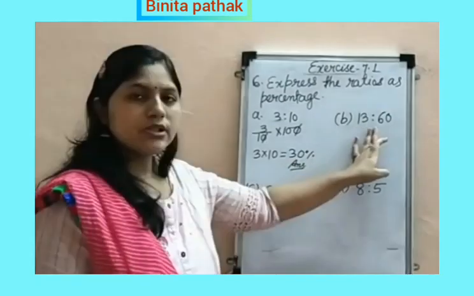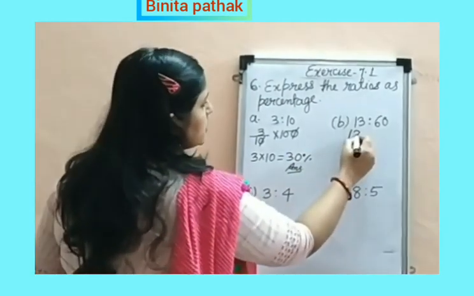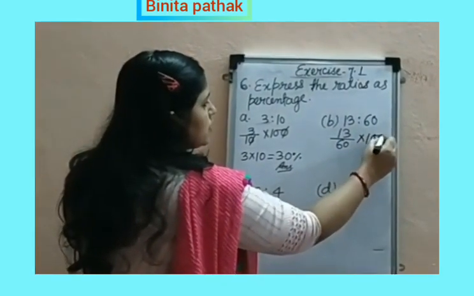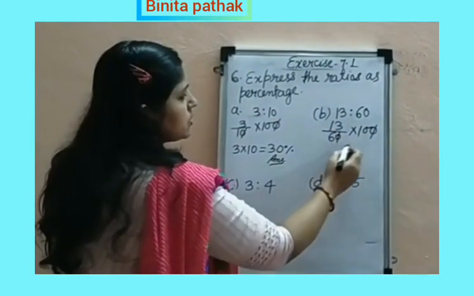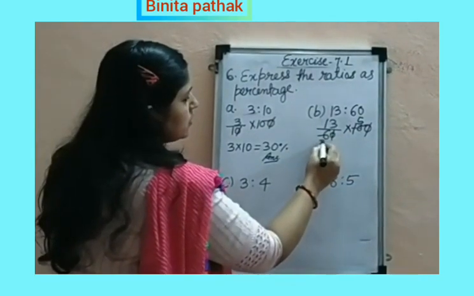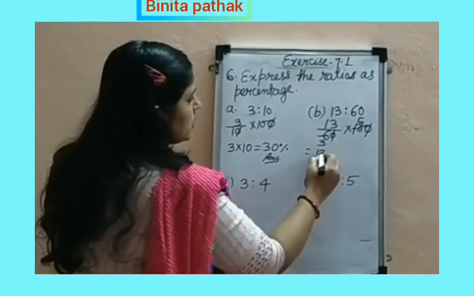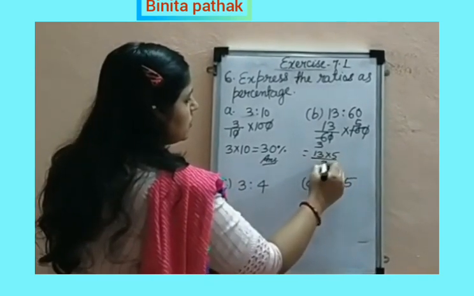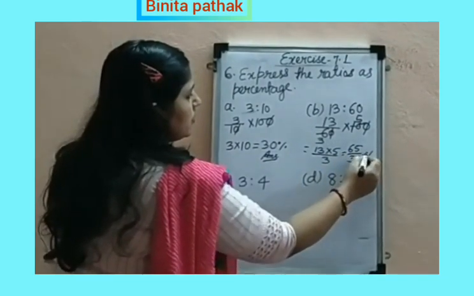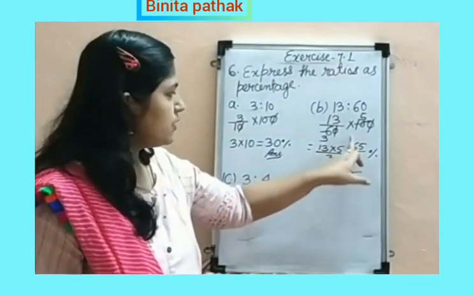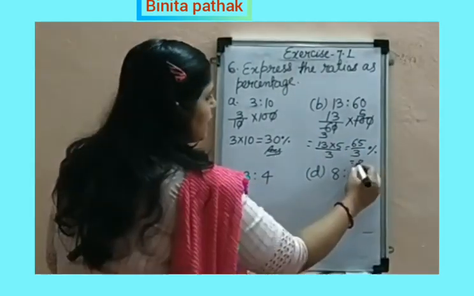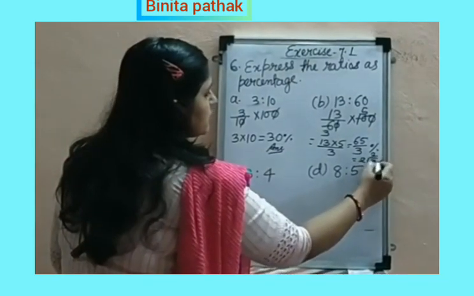Next question is 13 is to 60. So 13 upon 60 and percent, into 100. Cancel the numbers, 10 by 10. 5 2s are 10 and 2 3s are 6. So 13 into 5 upon 3, 65 upon 3. Convert it into a mixed fraction. Your answer will be 21 2 upon 3%.